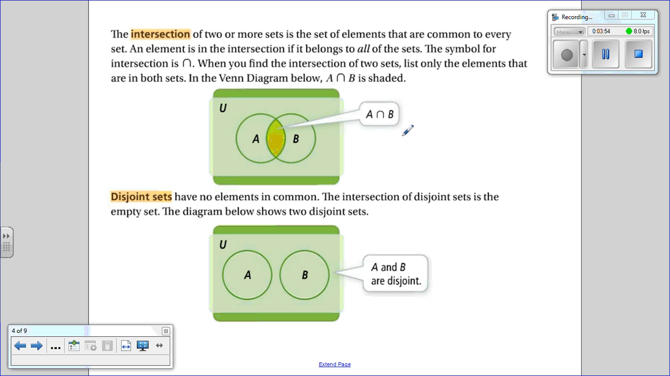A disjoint set. Again, I would definitely write down this entire slide. Disjoint sets are sets that have nothing in common. So for instance, if we change this up, set A could be all the juniors and set B could be all the seniors, or set A could be all the females and set B all the males.